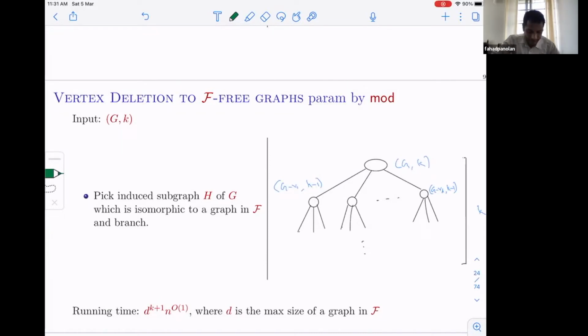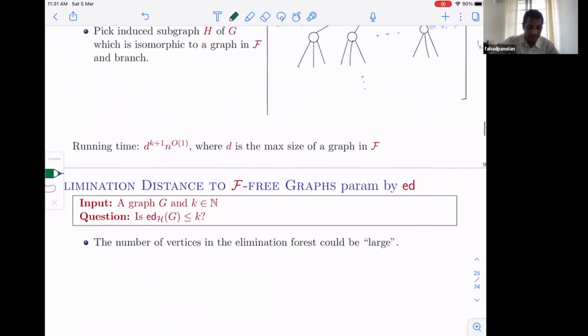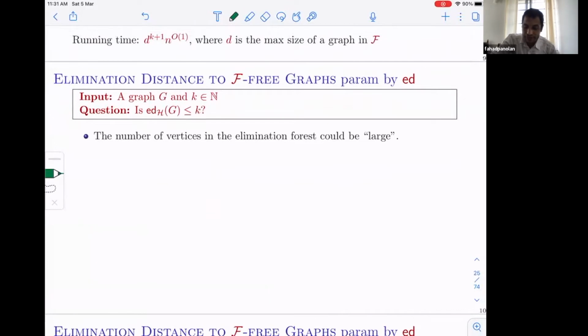Okay. Now ask our favorite question, which is elimination distance to F-free graphs parameterized by elimination distance. This is the question analogous to tree depth parameterized by tree depth. Okay, so given a graph G and an integer k, we want to check whether elimination distance is at most k, or we want to output such a decomposition. So just stick to this decision version of the problem.